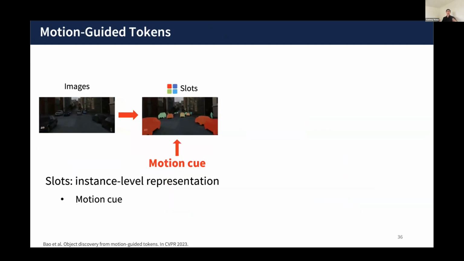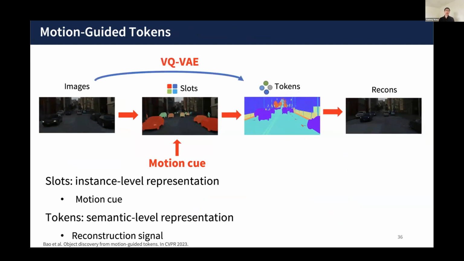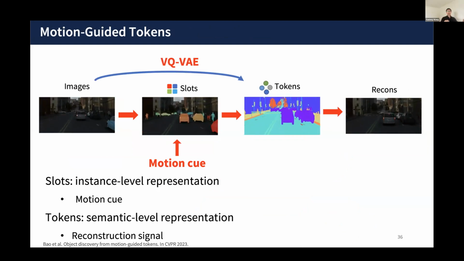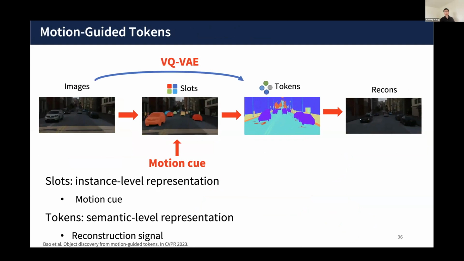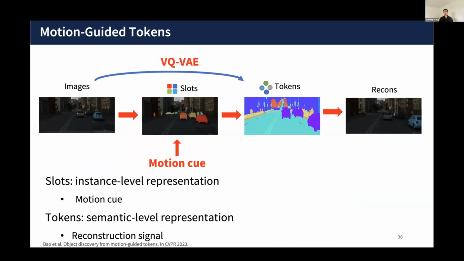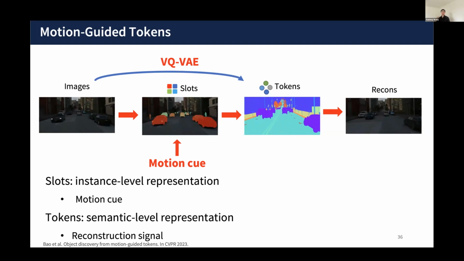Now the pipeline is modified in the following way. First, the motion-guided slot learning is directly conducted on videos. The slots will form an instant-level representation to find individual objects. Next, instead of directly reconstructing the RGB space, the slots are bound to the mid-level token space learned from VQ-VAE. The slots and tokens are trained jointly, so that the motion cue and the token representation can be linked together.